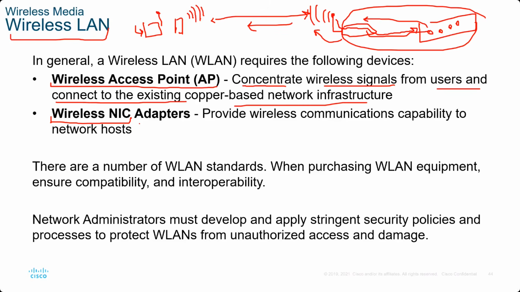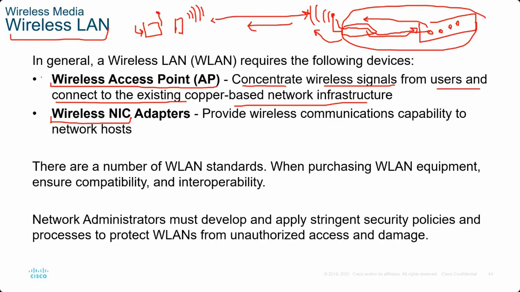But if you have a computer or a laptop which doesn't have the wireless NIC, you can just buy a USB wireless NIC and plug it into the USB, and that's basically your wireless network interface card, and then you can connect to the access point using wireless.